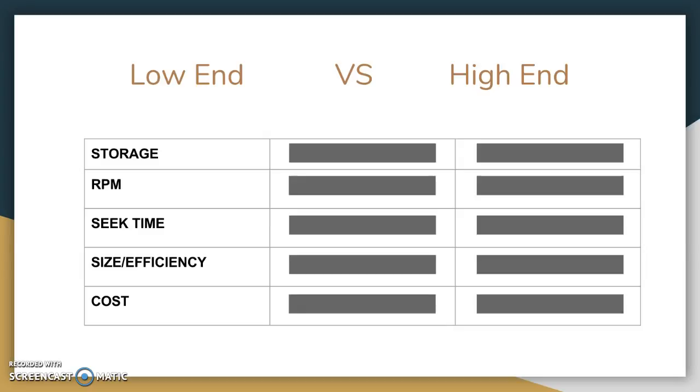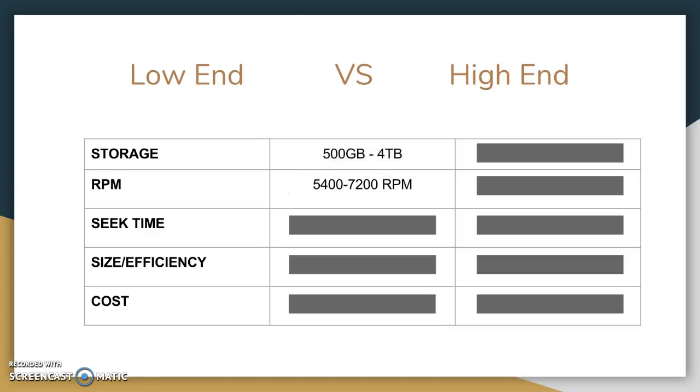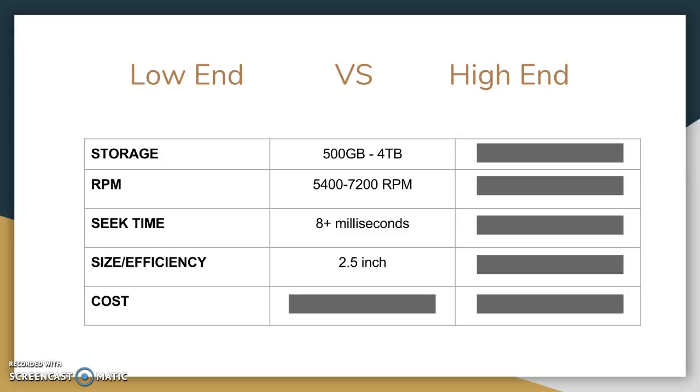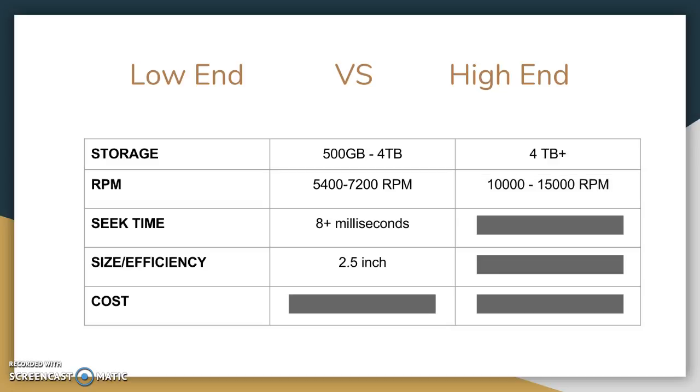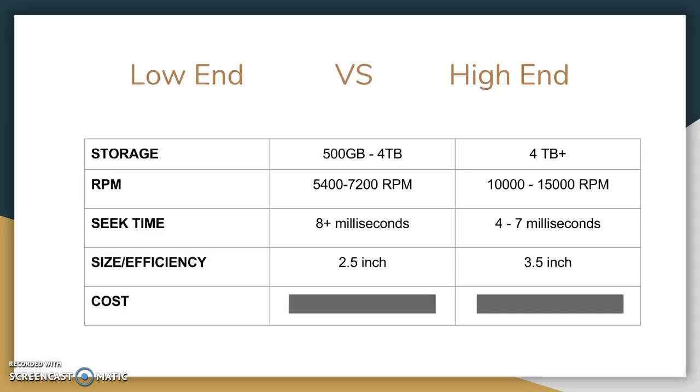Using the four common specifications in hard drives, we can compare the specs of low-end hard drives and high-end ones, and what makes the two different from each other. Low-end hard drives typically have 500 GB to 4 TB of storage, 5,400 to 7,200 RPM, 8 millisecond seek times, and usually come in a 2.5 inch case. High-end hard drives have more than 4 terabytes of storage, 10 to 15,000 rotations per minute, and 4 to 7 millisecond seek times in a 3.5 inch case.